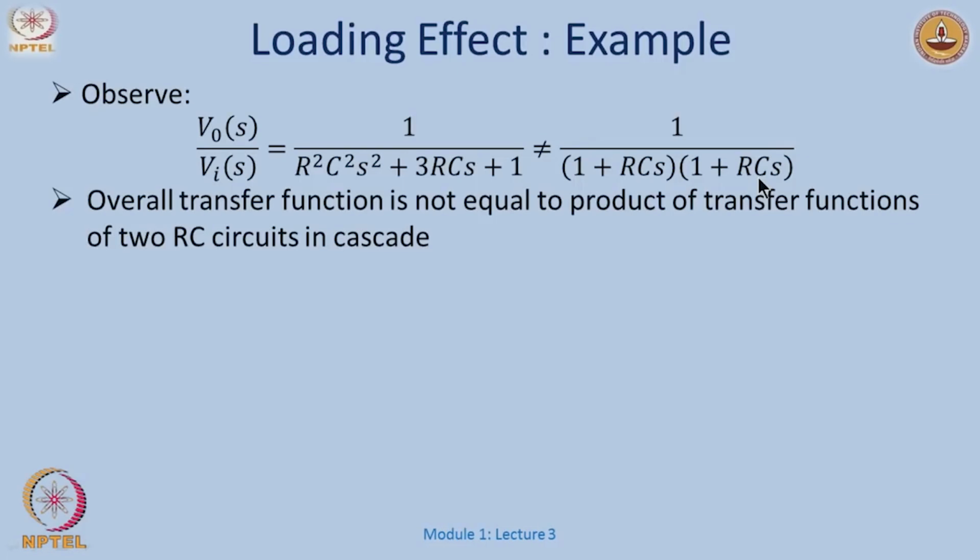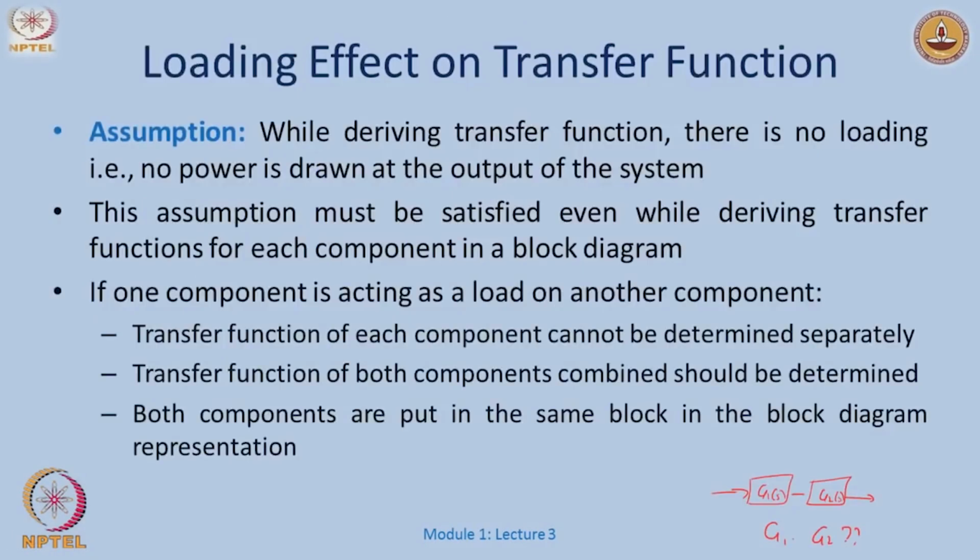Okay. What is going wrong here? There is a catch: whenever I want to do an interconnection like this, the assumption is that while deriving the transfer function, there is no loading, that there is no power drawn at the output of the system. So, this assumption must be satisfied all the time while deriving a transfer function in this form. If one component is acting as a load on the other component, the transfer function just cannot be determined individually.